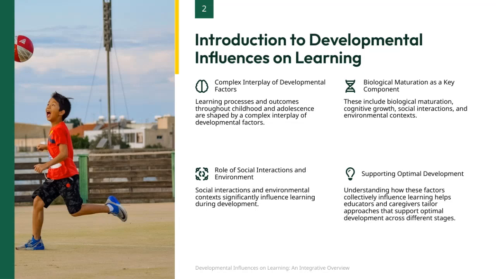When we look at how learning develops throughout childhood and adolescence, it's important to recognize that it's influenced by a variety of factors all working together in a complex way. One of the key components is biological maturation, which refers to the natural physical and brain growth that happens over time. But it's not just biology. Cognitive growth, social interactions, and the environment around the child also play crucial roles.